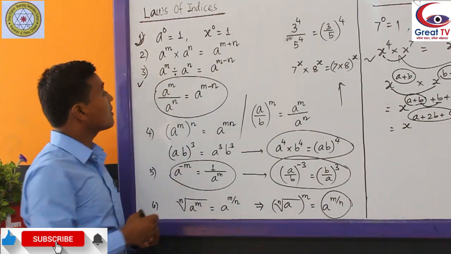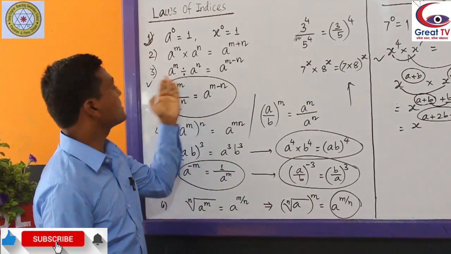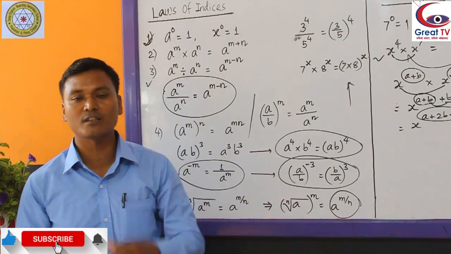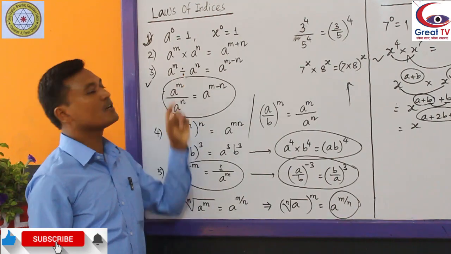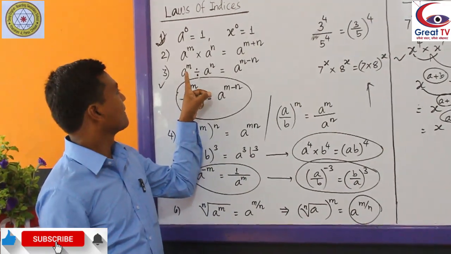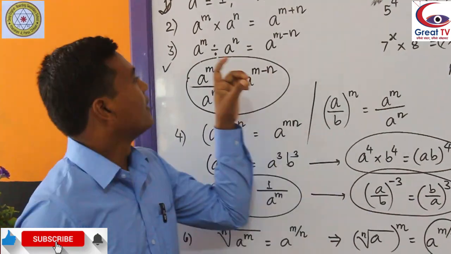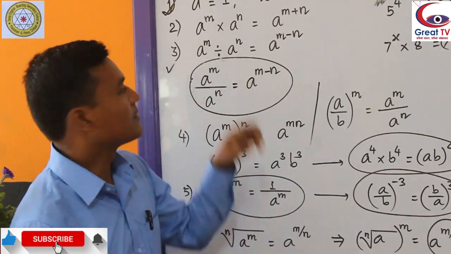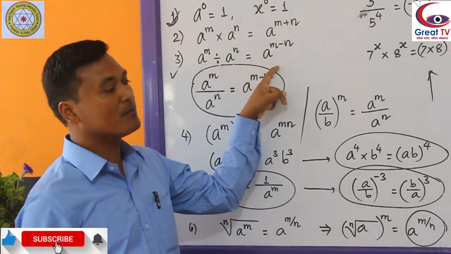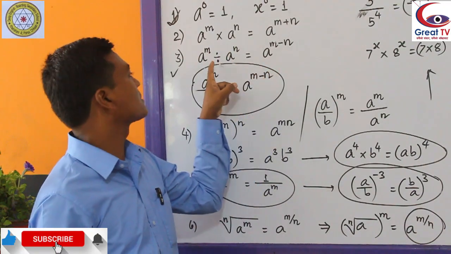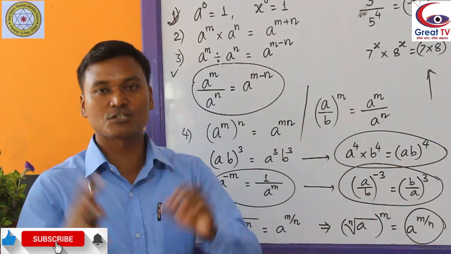Then let's talk about the third law. If you have understood the product law of index, you can do the division law of index. In fact, only one thing is different. If the bases are the same, in division we subtract the powers. But don't forget, my students, there must be the same base, then only this law can be used. If the bases are the same, writing a single base, we subtract the powers in division. This is the main thing.